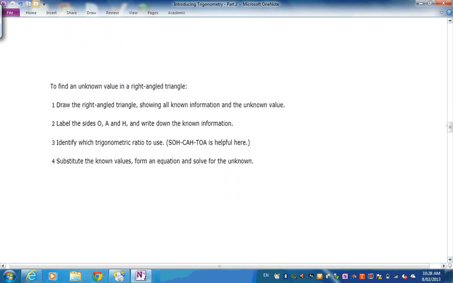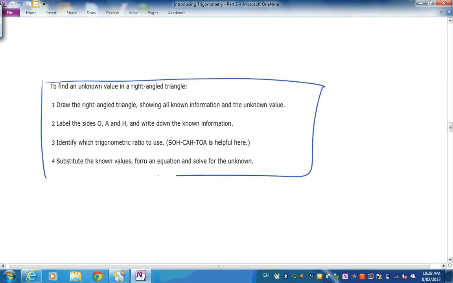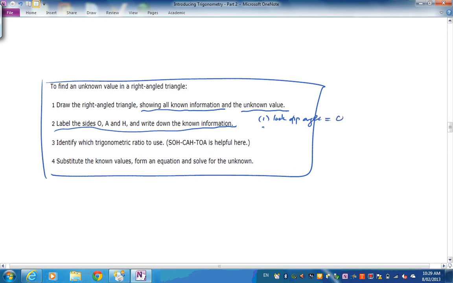So here we are, to find an unknown value in a right angle triangle. This is probably worthwhile writing in your notes. Draw the right angle triangle showing all known information. This is important. And the unknown value labelled with a letter. Label the sides O, A and H by following the steps. Look opposite the angle you're given. That equals O, the opposite side. Look opposite the 90. That will be the hypotenuse.